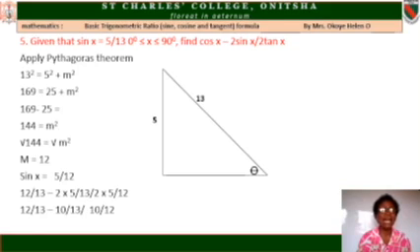Sin x is 5 over 13, opposite over hypotenuse. Then, what is cos x? Cos x is adjacent over hypotenuse. Our adjacent is 12, our hypotenuse is 13, so 12 over 13. What is tan x? Opposite over adjacent, 5 over 12. Now, cos x is 12 over 13, minus 2 times 5 over 13, which is 10 over 13, over 2 times 5 over 12, which is 10 over 12.